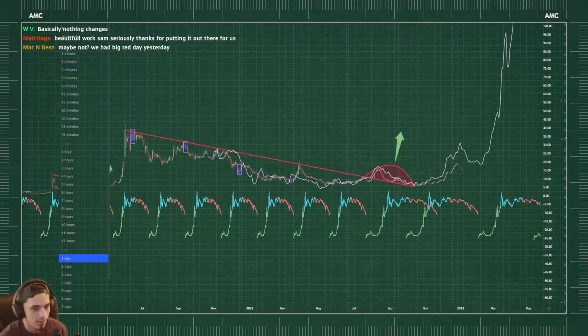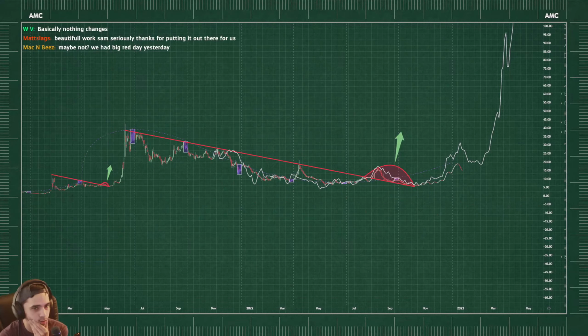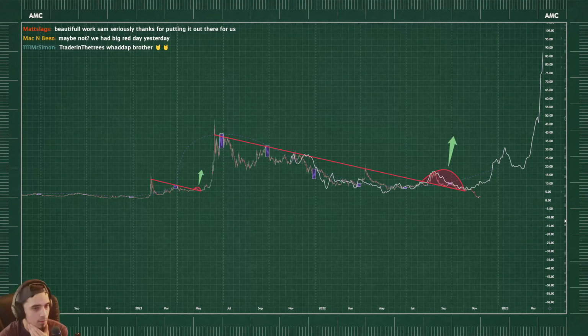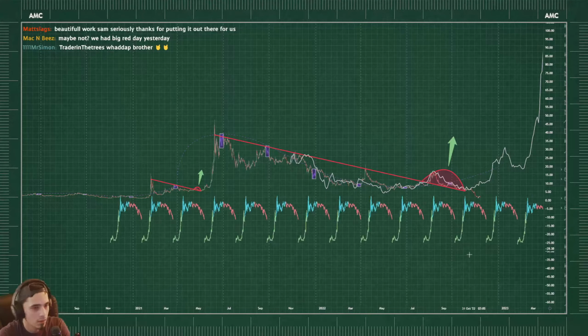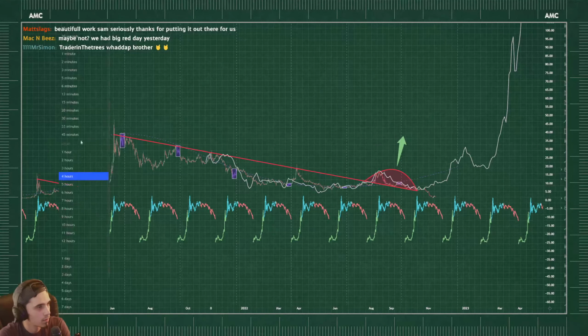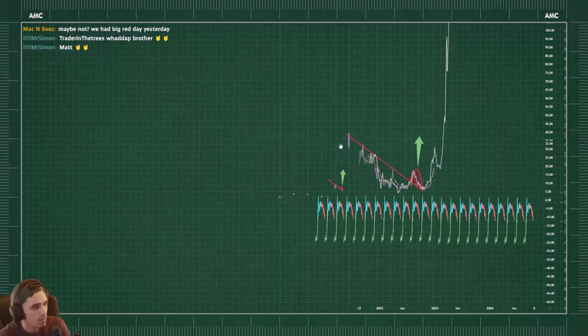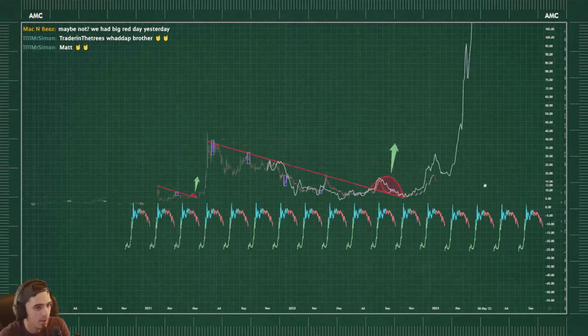Except everything is getting screwed up now that I went back on the daily chart. TradingView, bro. Okay. Here we go. Perfect.